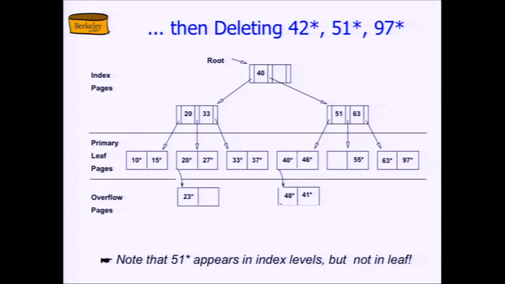Good point. Because we may need to chain these overflow pages, every leaf page and overflow page has to have room for one pointer, which is the next pointer in a linked list. So we have to reserve just a little bit of room on each one of these pages to hold a pointer to the next disk block. Absolutely right.